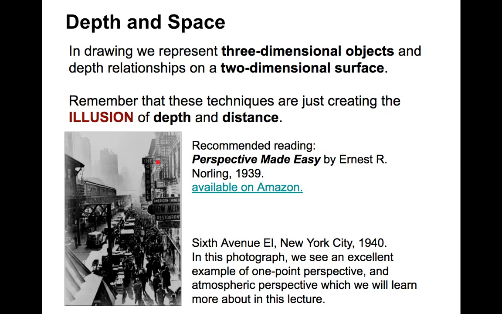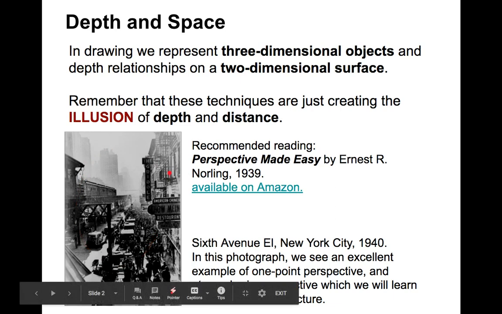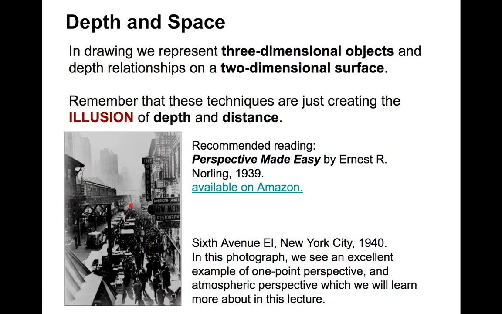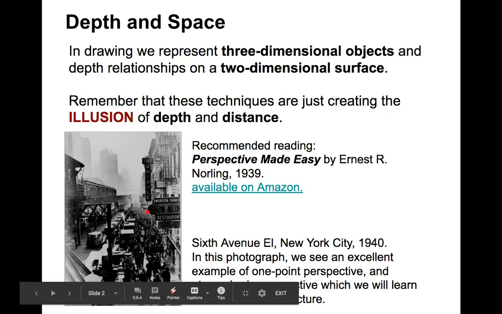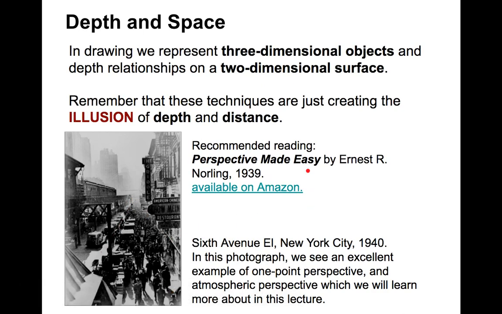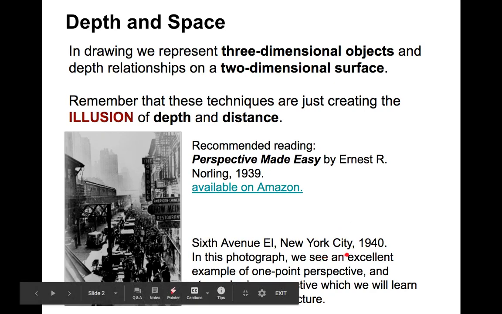So here's an example of a photograph which flattens space, and it's actually showing an example of one-point perspective, which we'll learn about shortly. I have a recommended reading here for you. It's a really great book. It's a really short read, a very small, inexpensive book, but it has a lot of really good tips. So you can check that out if you want. This is a photo from New York City in the 1940s.